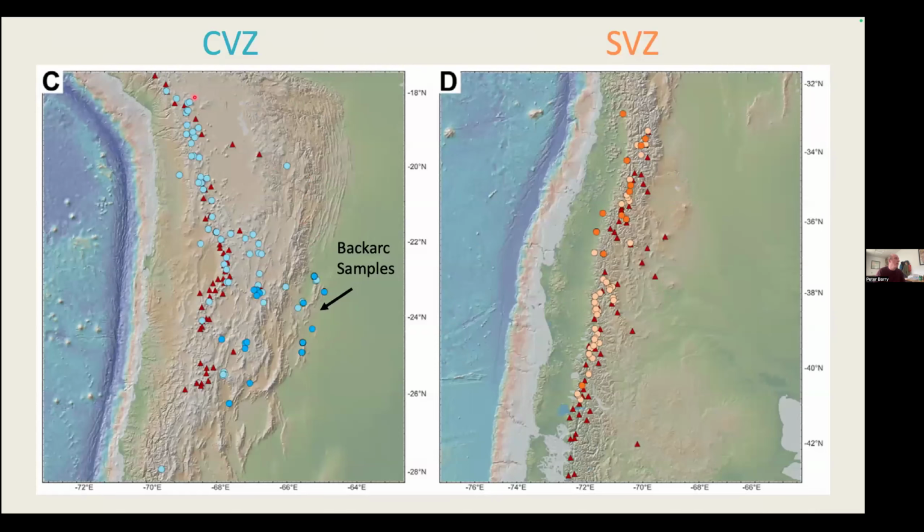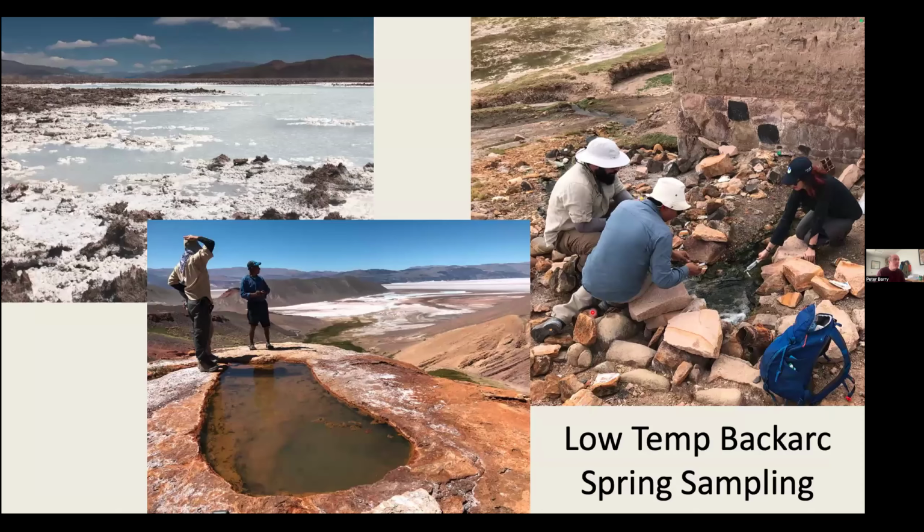Okay, so just zooming in now on the central volcanic zone and the southern volcanic zone of Chile and Argentina. Now I'm showing where the active volcanoes are as these red triangles, and the blue circles and the orange circles are where we collected samples in both regions. We collected well over 100 samples over the course of, I think, 4 different field campaigns. And here are some pictures of what it actually looks like.